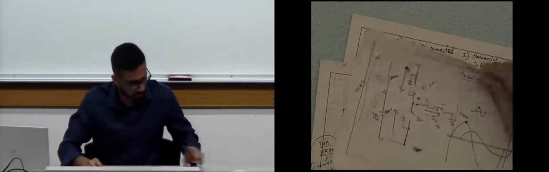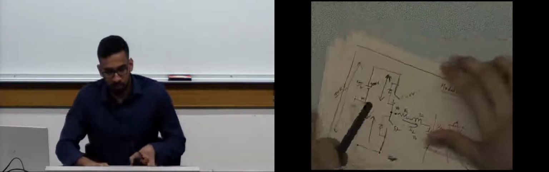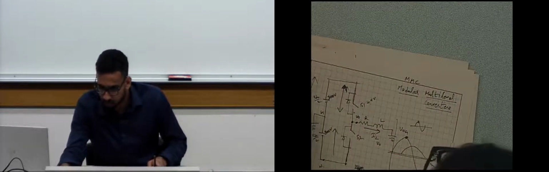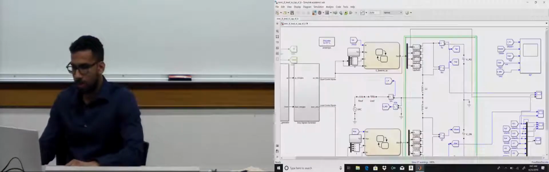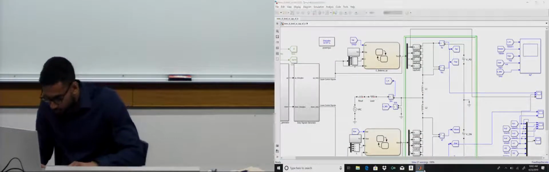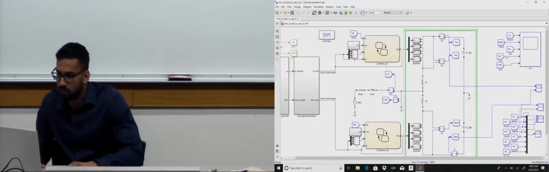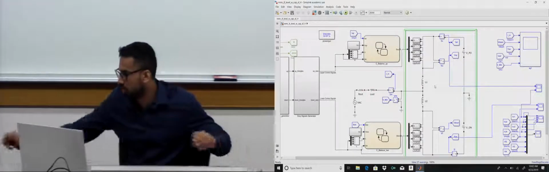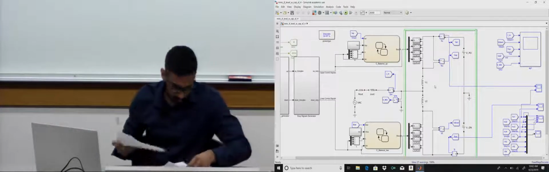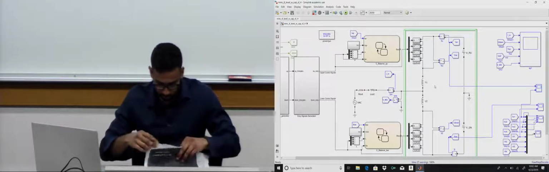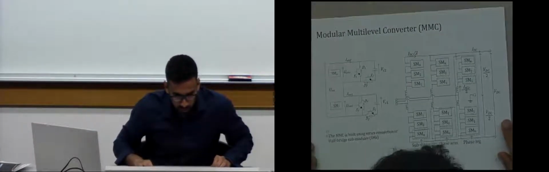Okay. Let's look at some simulation results. All right. So I have run the simulation. But before going to the simulation, I need to show you how an MMC looks, right? So how does an MMC look? It looks like this. So this is an MMC.